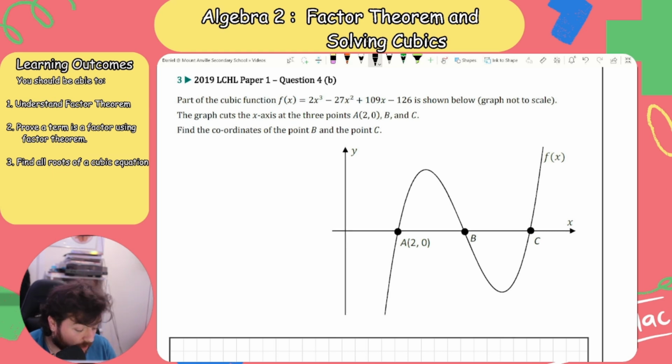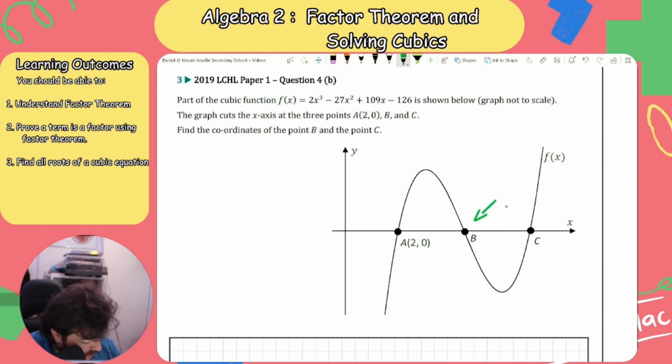Okay, so we have 2 questions left here. So this is the 2019 Leaving Cert Higher Level. This is from paper 1, question 4b. So we're given a graph of a cubic equation here. So part of the cubic equation, f of x equals 2x cubed minus 27x squared plus 109x minus 126 is shown below. The graph cuts the x-axis at the points 2, 0, b, and c. So these are all solutions to my cubic equation.